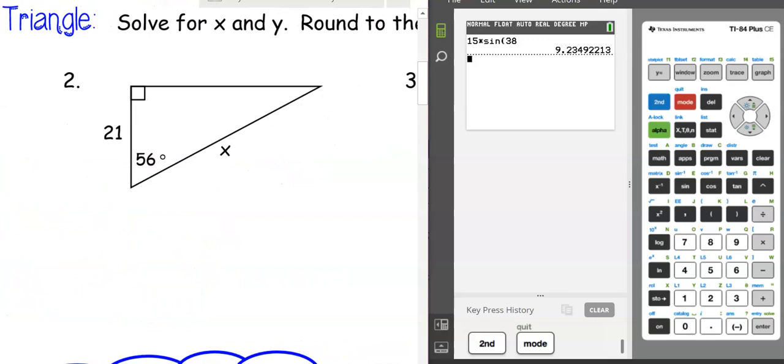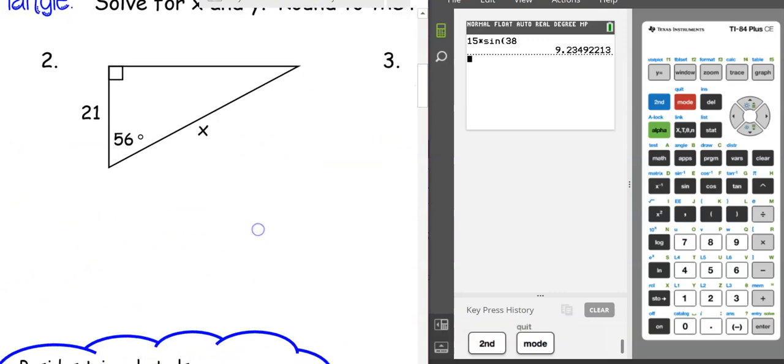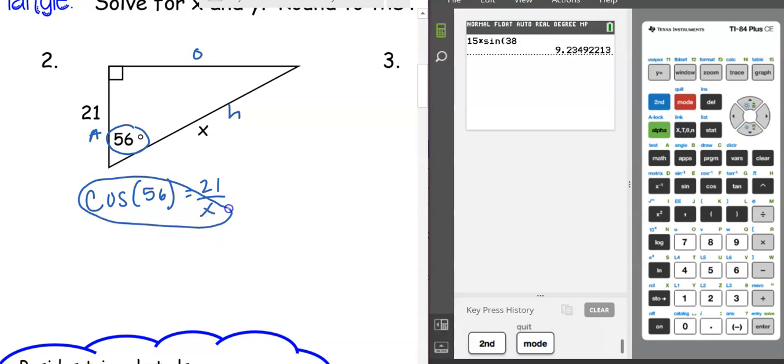For number 2, our reference angle is 56. Here's the opposite, adjacent, and hypotenuse. So what we have is the adjacent and the hypotenuse, which means we're going to use cosine. So cosine of 56 equals 21 over x. And remember, when we have our variable in the denominator, you switch that and the trig function. So you have x equals 21 divided by the cosine of 56.